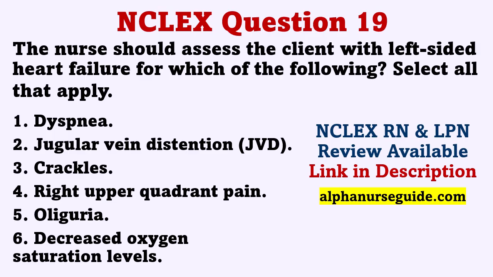The correct answers are 1, 3, 5, and 6. Dyspnea, crackles, oliguria, and decreased oxygen saturation are signs and symptoms related to pulmonary congestion and inadequate tissue perfusion associated with left-sided heart failure. JVD and right upper quadrant pain, along with ascites and edema, are usually associated with congestion of the peripheral tissues and viscera in right-sided heart failure.